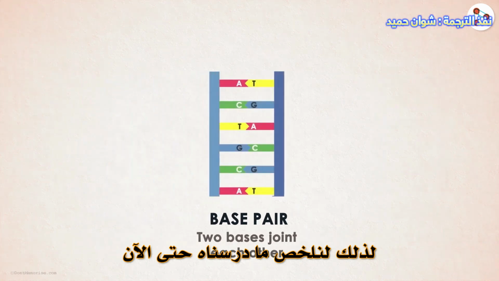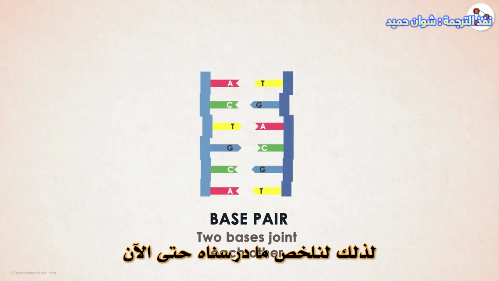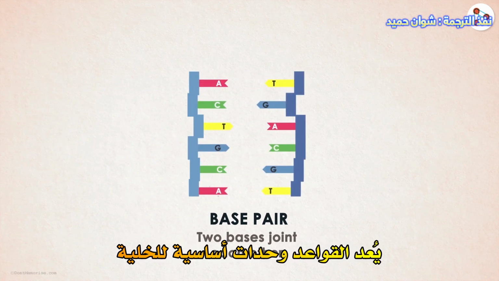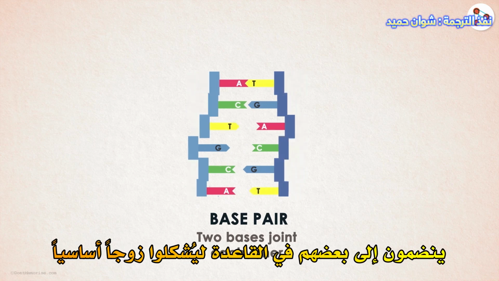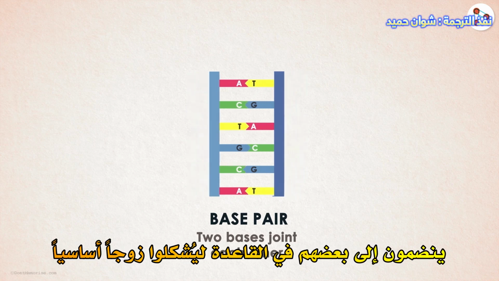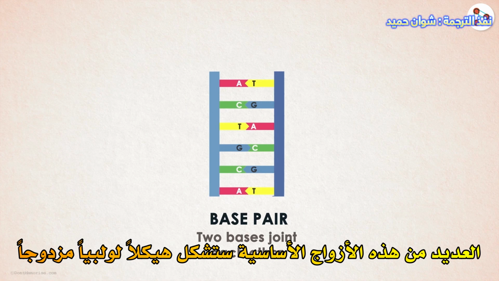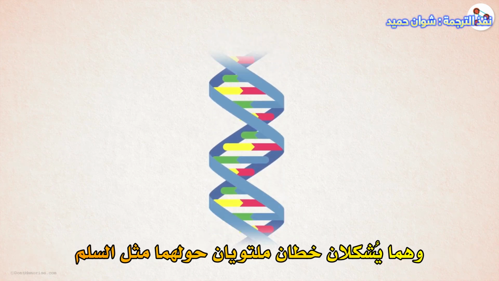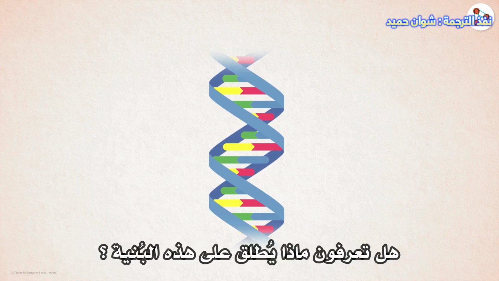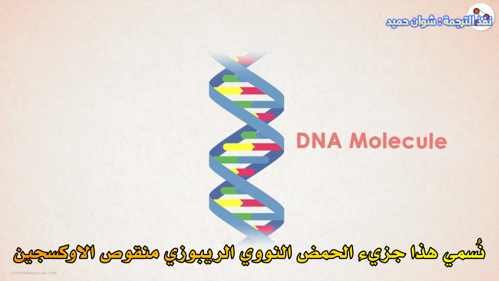So, let us look at what we have studied so far. The bases are the basic fundamental units of a cell. They join some other base and form a base pair. Several such base pairs will form a double helical structure. They are two strands twisted around like a ladder. Do you know what we just formed? Well, we call this the DNA molecule.